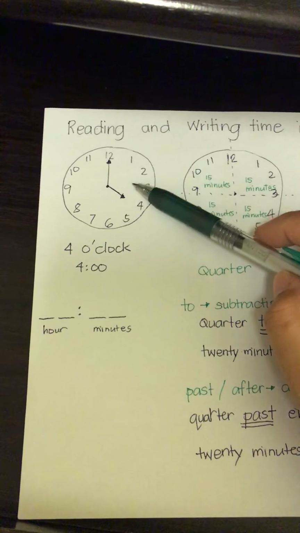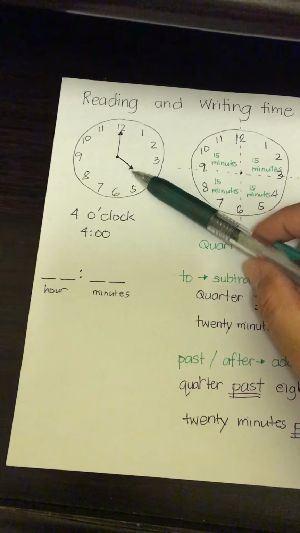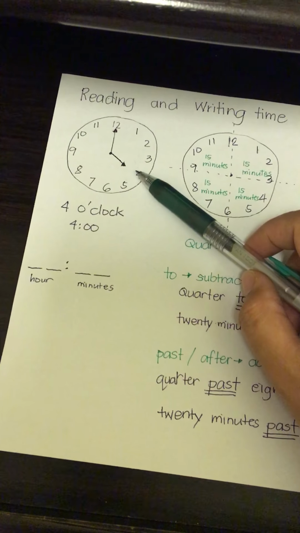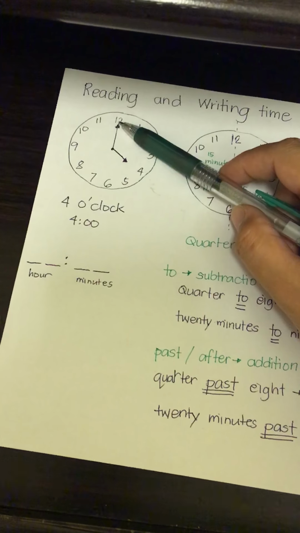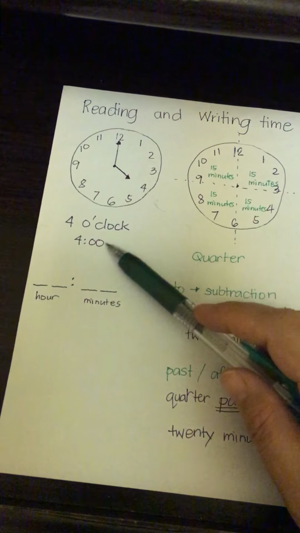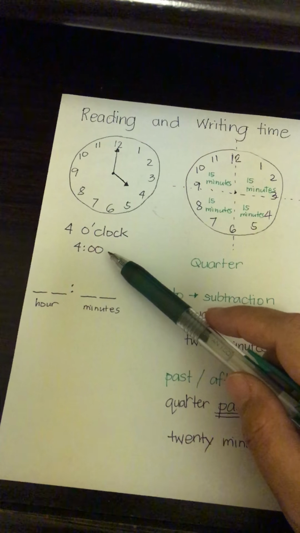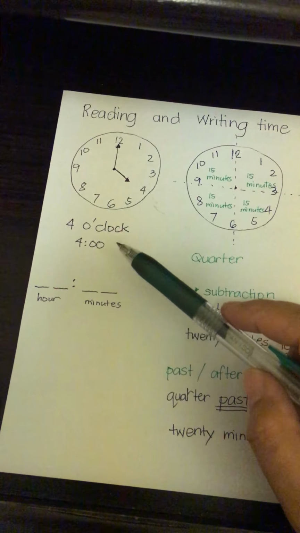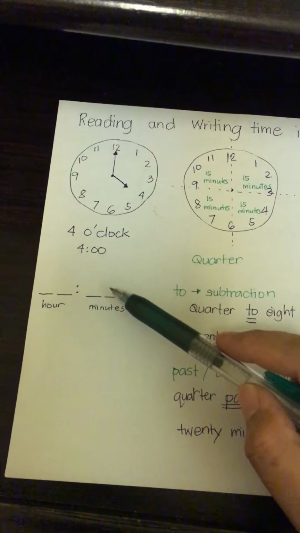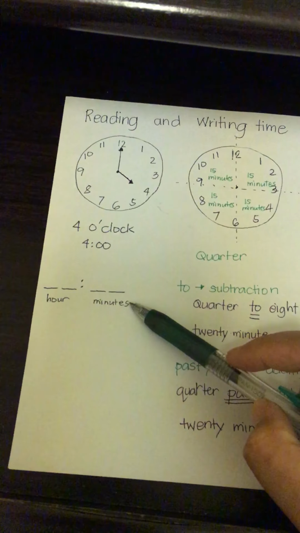Now if you are going to read the hands of this clock, the small hand is pointing at 4 and the long hand is pointing at 12. If it is the case, we are going to read it as 4 o'clock, and it can be written as 4:00, not 4:60. In the first part we write the hours, and then here are the minutes. So if you're going to write 4 o'clock, it's like this. It depends on where the hand is pointing.